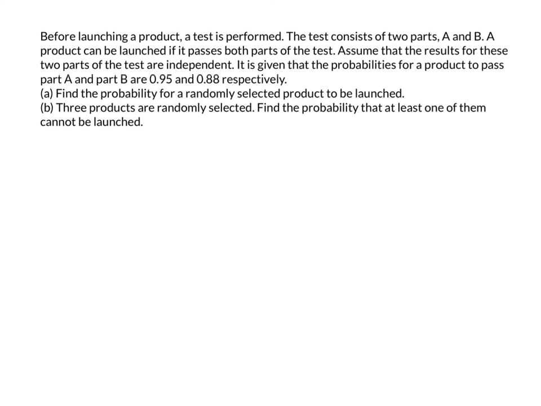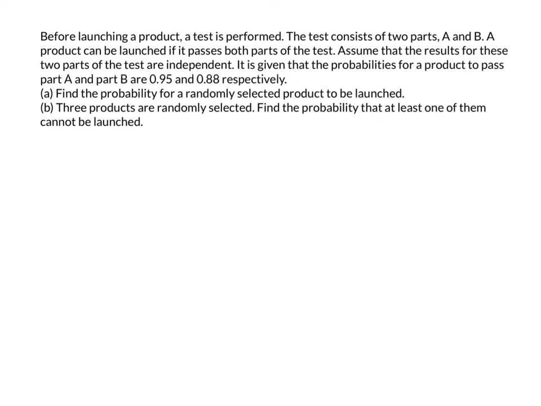Okay, so after getting familiar with the concepts of mutual exclusiveness and independence, let's start on this question. So we have a product, and before launching it, we have to perform a test. The test has two parts, part A and part B. The product can be launched only if it passes both parts of the test. But we have to assume that the two parts are independent of each other.